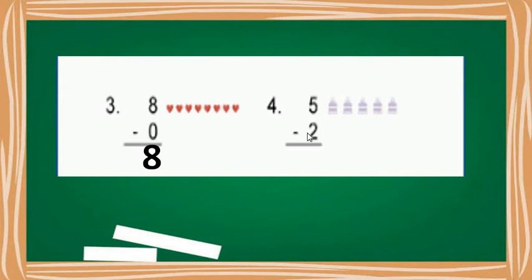5 minus 2. I should cross out 2 objects out of the given 5 objects. Let's do it. 1, 2. Now see how many objects are remaining there. 1, 2, 3. 5 minus 2 is equal to 3.